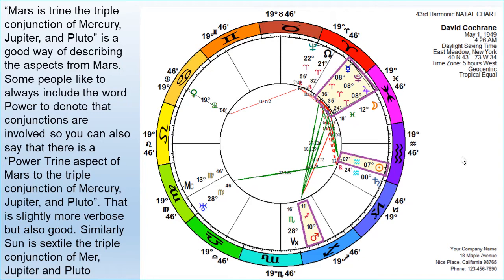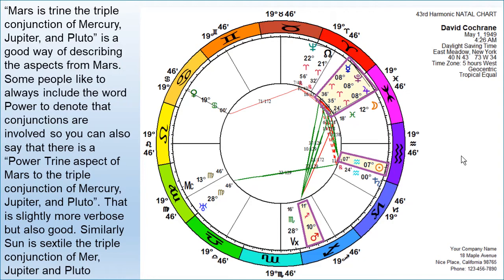You can just say Mars is trine the triple conjunction. Triple. Use that word triple. It really helps. I mean, you could say Mars is trine the 3 planets, and then list them all. So we use words like triple, quadruple, etc. If you get above quadruple, or sometimes people say quintuple, you almost never have 5 planets within orb anyway, so that doesn't come up much. So what you have here is Mars is trine the triple conjunction of Mercury, Jupiter, and Pluto. That's a nice way to describe it. Mars is trine the triple conjunction of Mercury, Jupiter, and Pluto.